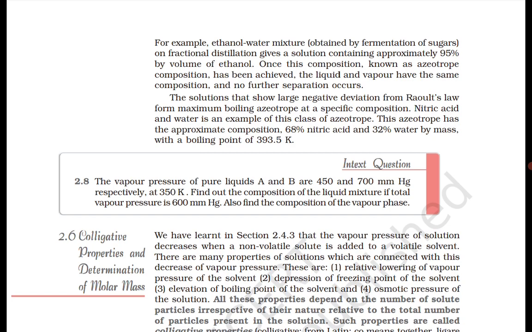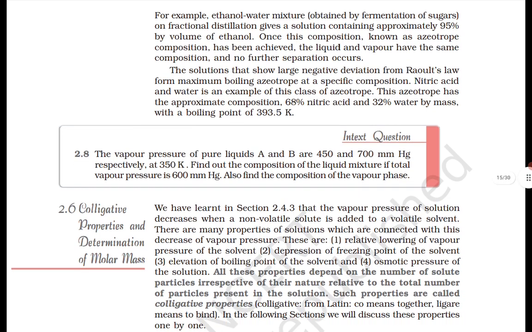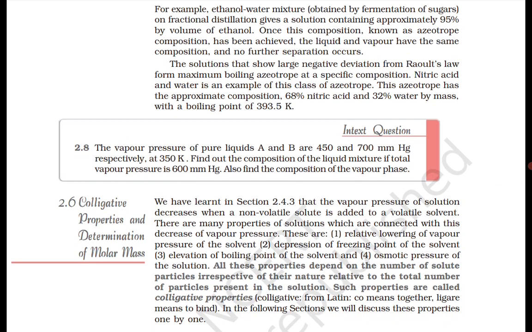The solutions that show large negative deviation from Raoult's law form maximum boiling azeotropes at a specific composition. Nitric acid and water is an example of this class of azeotropes. This azeotrope has the approximate composition 68% nitric acid and 32% water by mass, with a boiling point of 393.5 Kelvin.